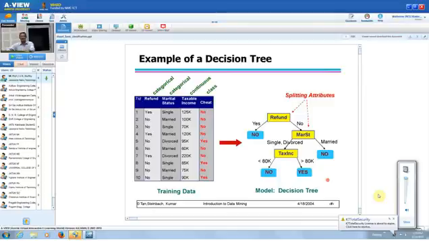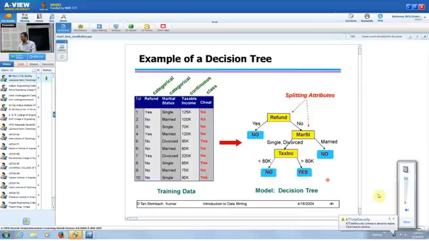Because you are saying if a tax refund is there, he is not a cheat. If a tax refund is not there, but he is a married person, he is not a cheat. If a tax refund is not there, and he is single or divorced, then if his income is less than 80,000, he is not a cheat. If his income is more than 80,000, he is a cheat. These are the rules you get.